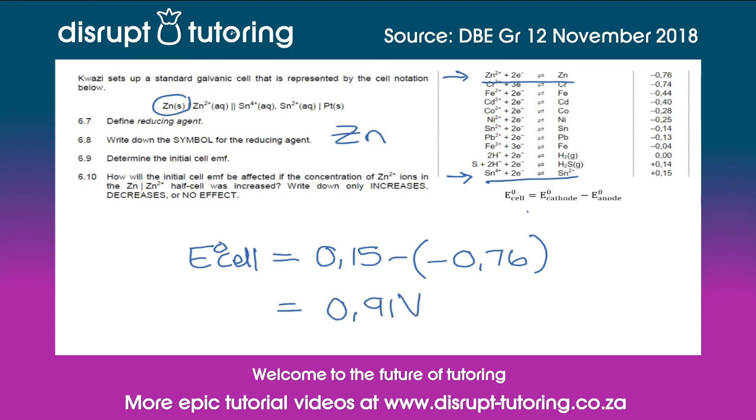Okay, then the last question asks us how the initial cell EMF will be affected if the concentration of the Zn2+ ions in the anode half cell is increased. So the standard electrode potential for Zn2+, so this potential right here, is measured at a concentration of 1 mole per dm cubed. So if the concentration of these positive ions in the solution were to be increased, fewer zinc atoms would be oxidized and there will be fewer electrons transferred, which will overall decrease the cell EMF. Okay?